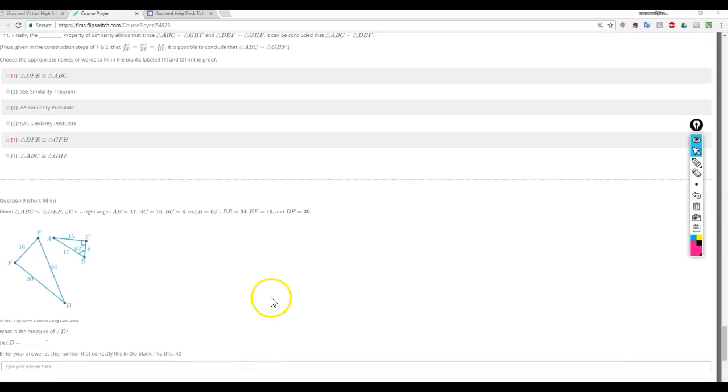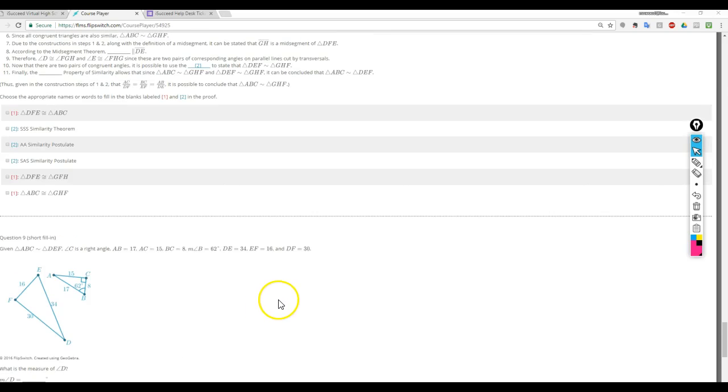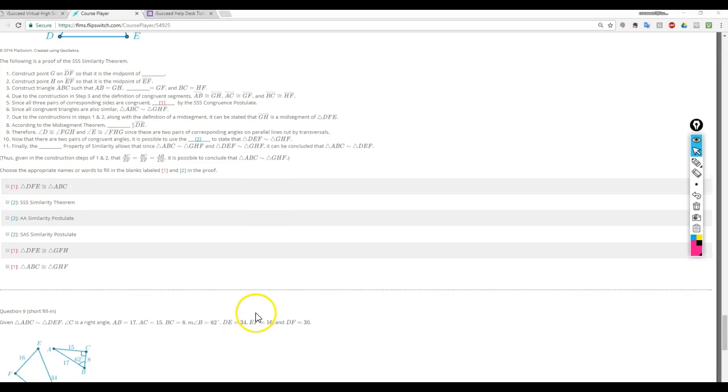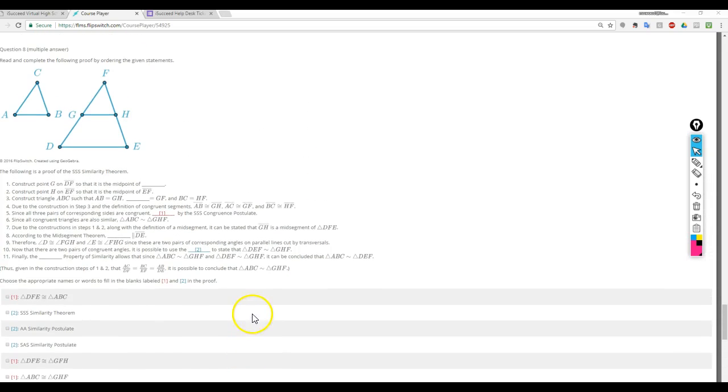Now 9 is set up similar to 10, except you're finding the measure of an angle. So find your corresponding angles. And we're going to step through our proof. So read and complete the following proof by ordering the given statements.